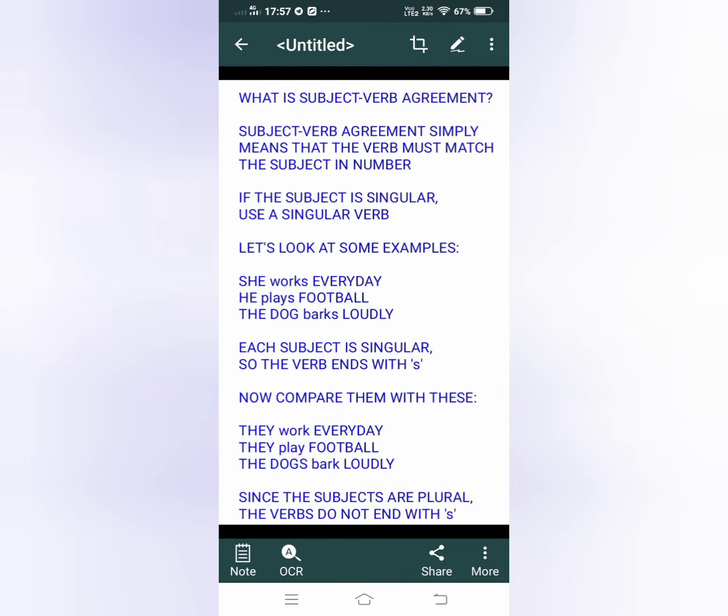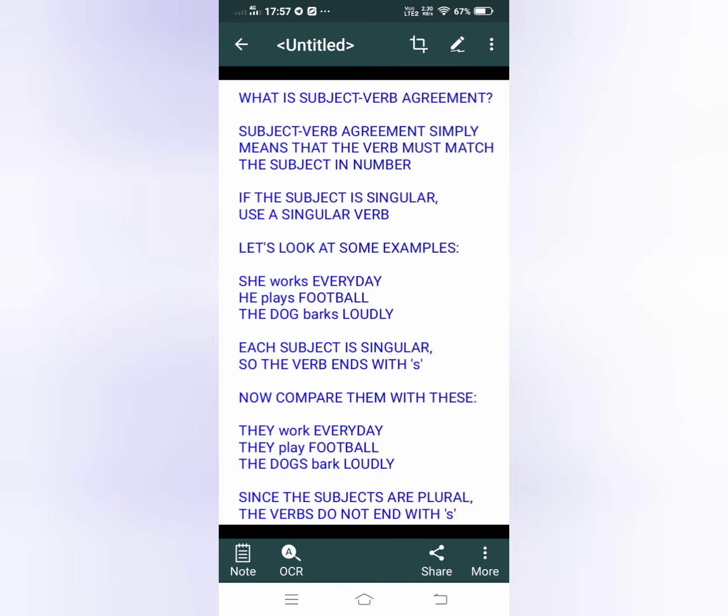Subject-verb agreement. What is subject-verb agreement? Subject-verb agreement simply means that the verb must match the subject in number. If the subject is singular, use a singular verb. Let's look at some examples.